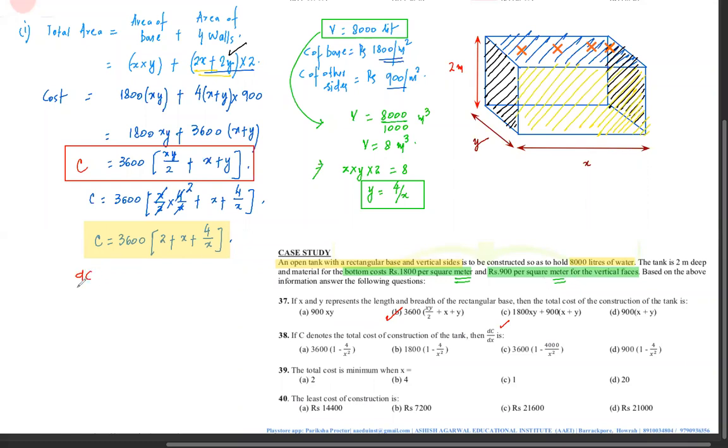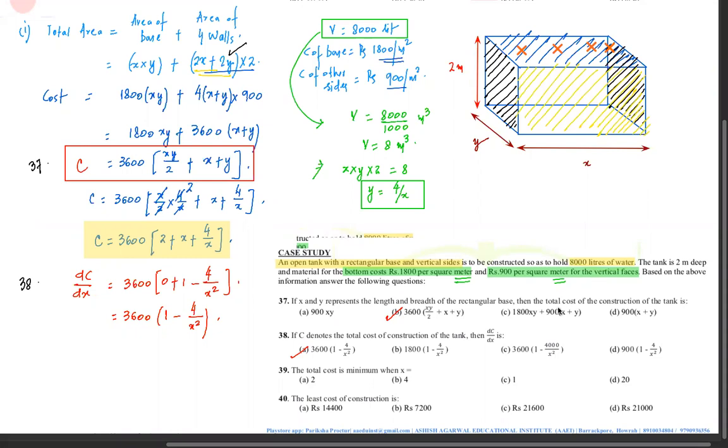इसको अगर हमने dc by dx किया, which is very simple, 3600 constant बाहर रहेगा, 2 का 0, x का derivative 1, and this will become minus 4 by x square. So our answer is coming out to be 3600 into 1 minus 4 upon x square, which is the very first option. 3600 into 1 minus 4 by x square. So this is the answer for the second question, which is the 38th question, dc by dx. और पहला हमने cost function निकाल दिया for the 37th question.